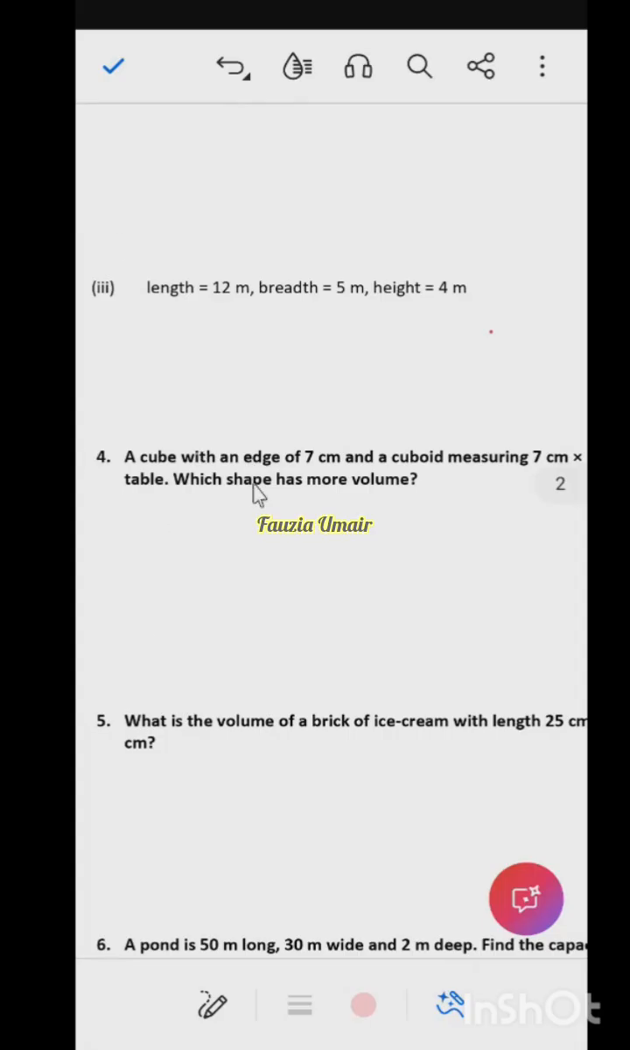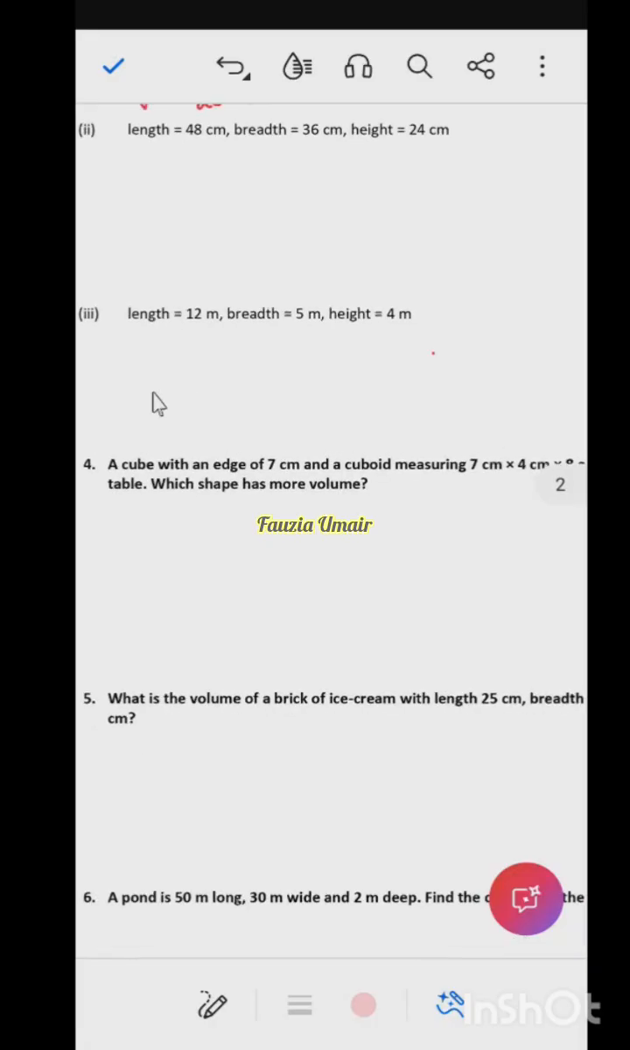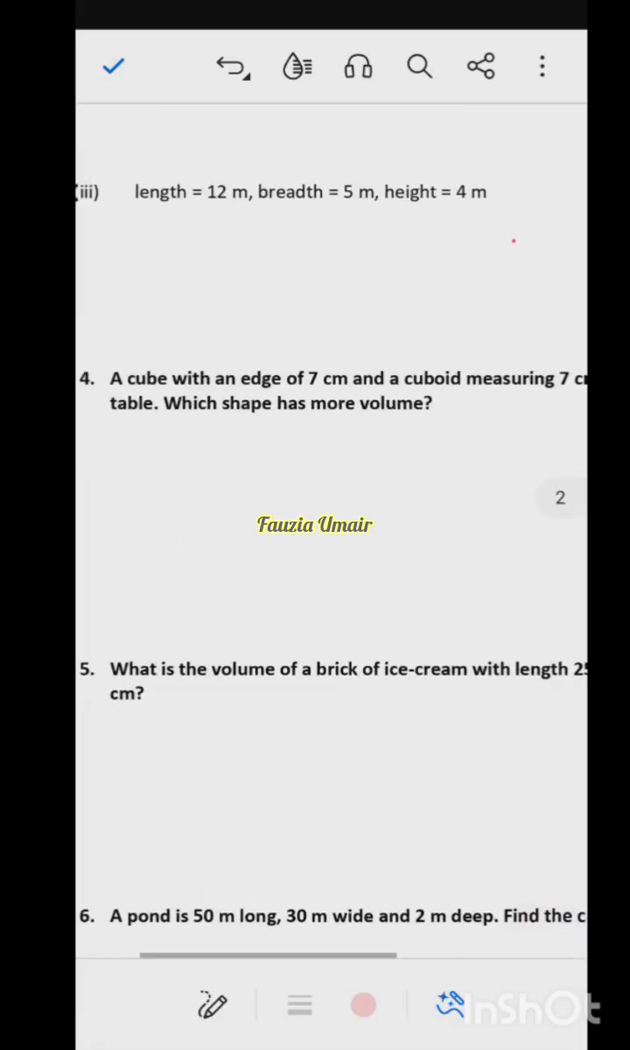Question 4 onward, the questions are basically word problems. The questions before this, Abrish, you can see they are straightforward questions. Just the values are given and you need to multiply. Now there is a word problem. You need to understand the question also before solving it.